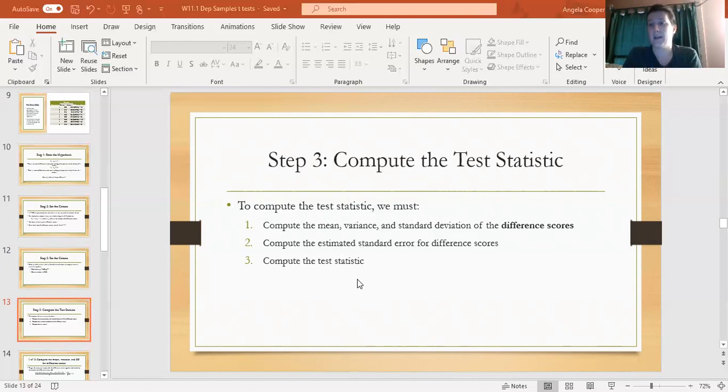So once we have the different scores, which we've already done in this problem, we're going to find the mean, the variance, and the standard deviation of those. Next, we're going to find the estimated standard error for different scores.